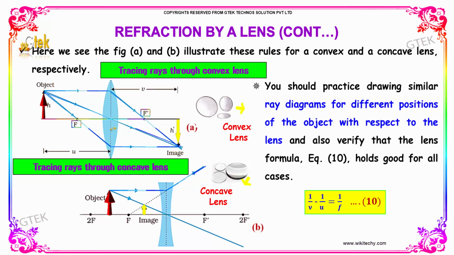The thing we need to keep in mind is that when we practice by applying this conceptual logic, the ray diagrams for different positions of the object with respect to the lens also get verified, and the lens formula holds good for the cases. That is indicated as 1/v minus 1/u equals 1/f.